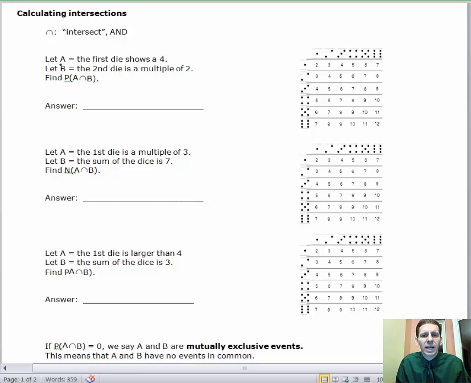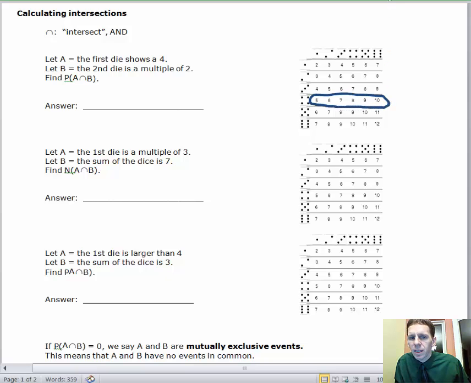Here's a scenario where we're going to let A be the event of the first die rolled showing a 4, and B is the second die as a multiple of 2. Find the probability of A intersect B, which can be also read, find the probability of A and B. If we go to our chart, the first die showing a 4 is any number that's in this row right here. I'm going to circle the values in this row with my blue pen.